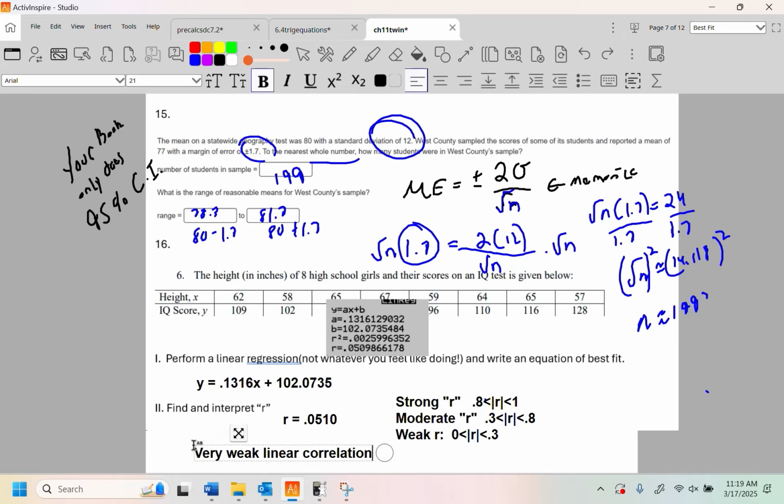It's not just that it's a weak correlation, it's a weak linear correlation, because R is for lines. And it is positive. There's a weak positive linear correlation.